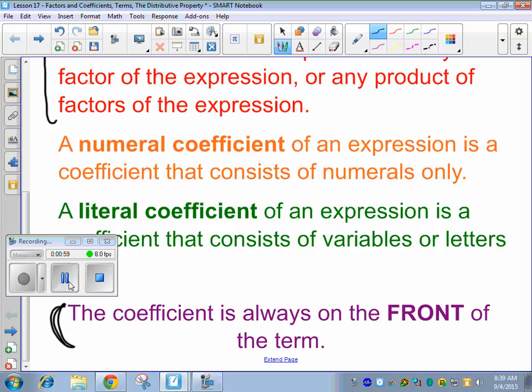We're going to go over some examples, and hopefully this will make more sense if you're not familiar with the word coefficient. Yeah, what's up, Evan? Yeah.